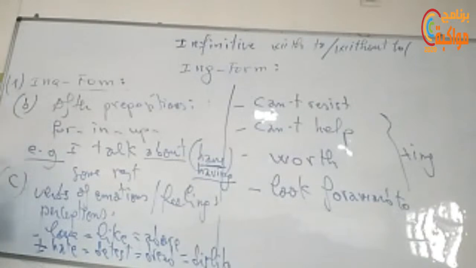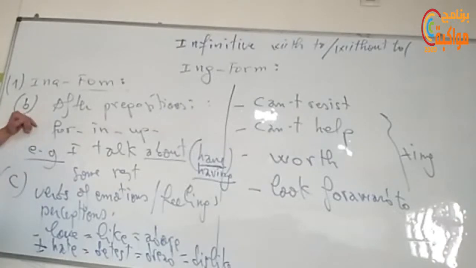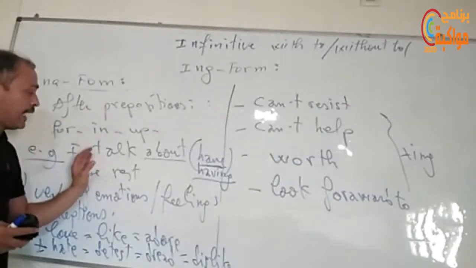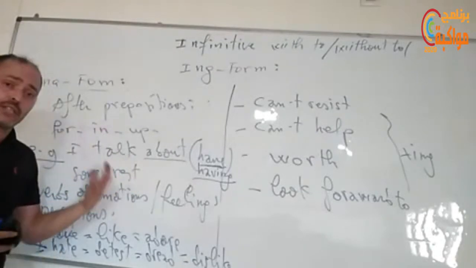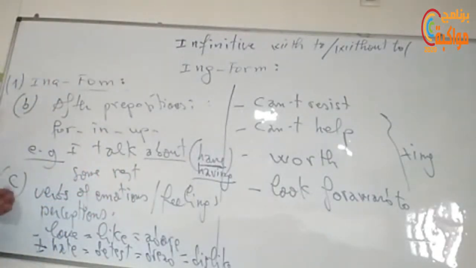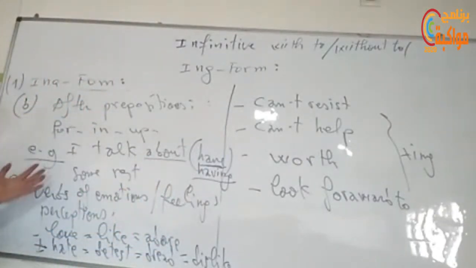As you can see here, this is a snapshot of the ing form. We use the ing form after some expressions. You should take them by heart: it's no good, no use, I'm looking forward to, and so on. We use the ing form after prepositions. If you find any preposition followed by a verb, this verb should be put into the ing form. And we use the ing form after verbs of emotions, feelings, and perceptions. Any verb that indicates a certain feeling should be put into the ing form.